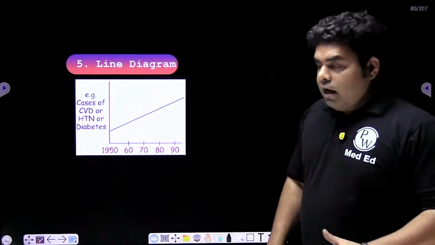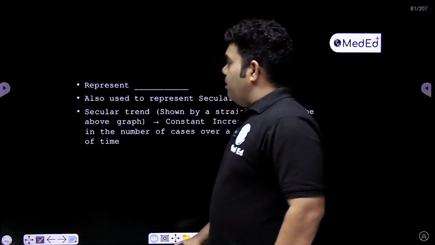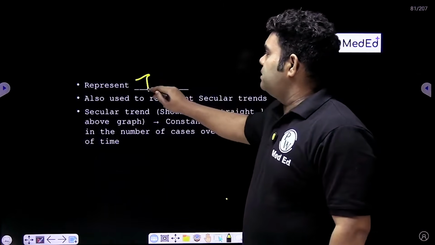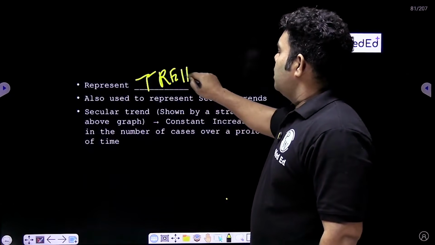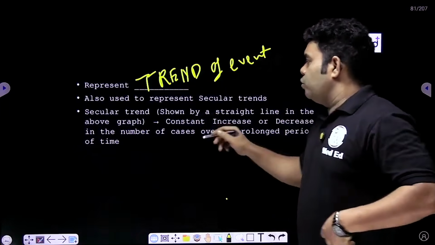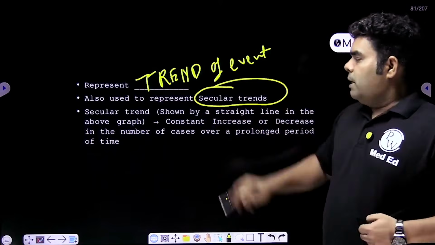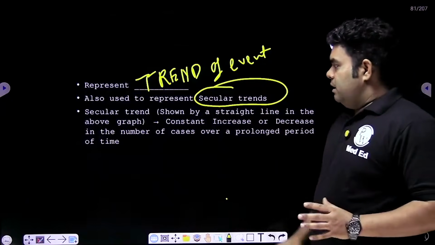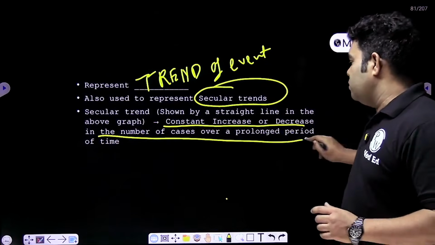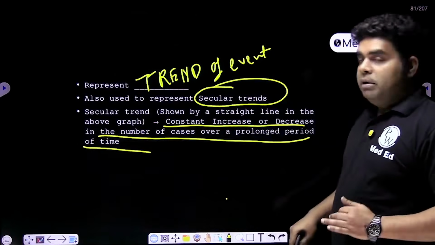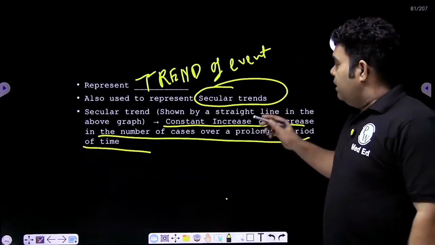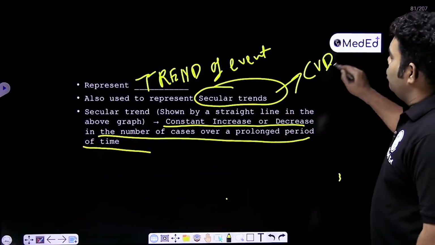Then in the line diagram, we represent trend of event. Remember, a line diagram will always represent trend of event. For example, in my previous photo, I showed you a secular trend. Secular trend means constant increase or decrease in the number of cases over a prolonged period of time. If the cases are constantly increasing or constantly decreasing, then we call it secular trend. An example of secular trend is all the cardiovascular disease.